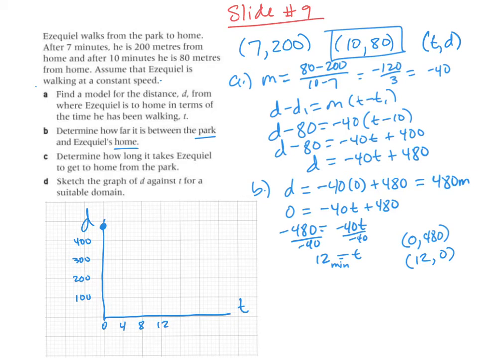My T-intercept would be right here. And then if we were doing this with paper and pencil, you would use a straight edge to make sure this is a nice straight line. So there we go. Okay, so you know what? I think I skipped letter C, didn't I? That was letter D. The graph is letter D. What did C say? Determine how long it takes. Oh, we already did that. Yeah, that was this part right here. This would have been C, where we found how long it takes for him to get home. Okay, I think we've done everything on slide 9, so we'll move on to slide 10.